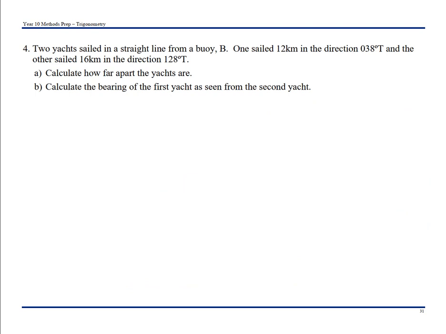Next, two yachts sailed in a straight line from buoy B. One sailed 12 kilometres in the direction 38 degrees true, and the other sailed 16 kilometres in the direction 128 degrees true. How far apart are the yachts? Then the bearing of the first yacht as seen from the second yacht. Okay, so that's important there. So let's pull our information out. We have two yachts and they're from buoy B. One sailed 12 kilometres in the direction of 38 degrees true, and the other sailed 16 kilometres in 128 degrees true.